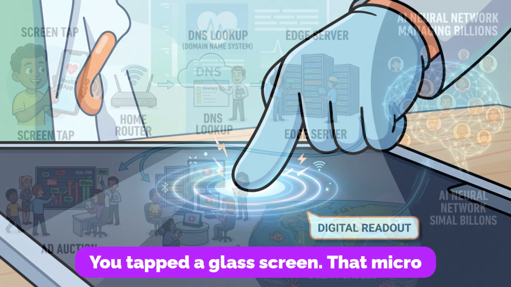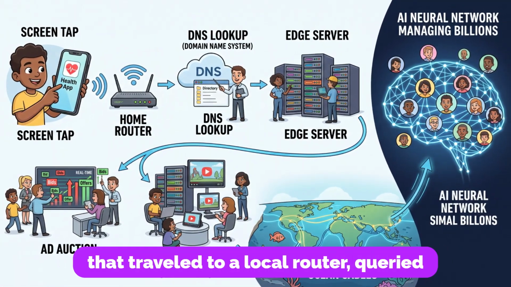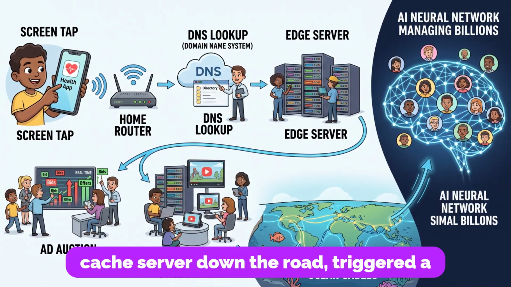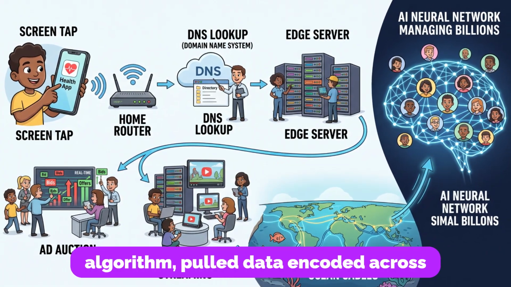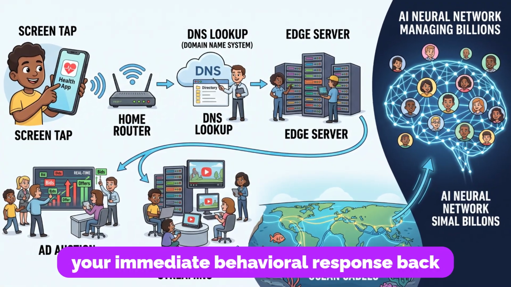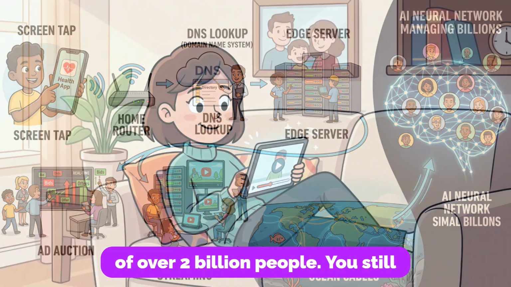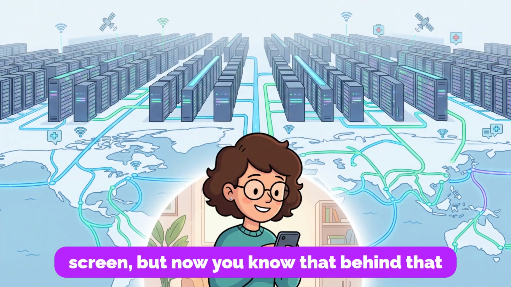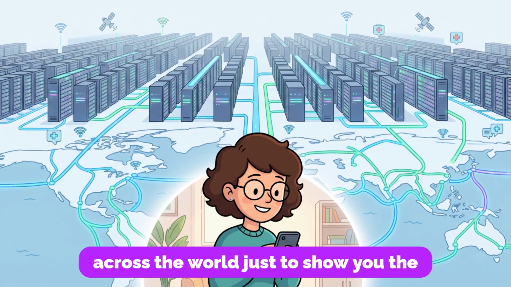Consider the path of that single action. You tapped a glass screen. That micro-movement generated an electrical signal that traveled to a local router, queried a DNS directory, accessed an embedded cache server down the road, triggered a split-second ad auction across automated platforms, engaged an adaptive streaming algorithm, pulled data encoded across ocean-crossing fiber networks, and fed your immediate behavioral response back into an AI engine, managing the attention of over 2 billion people. You still see only a simple video playing on your screen, but now you know that behind that single tap, a vast digital machine moved across the world just to show you the next frame.